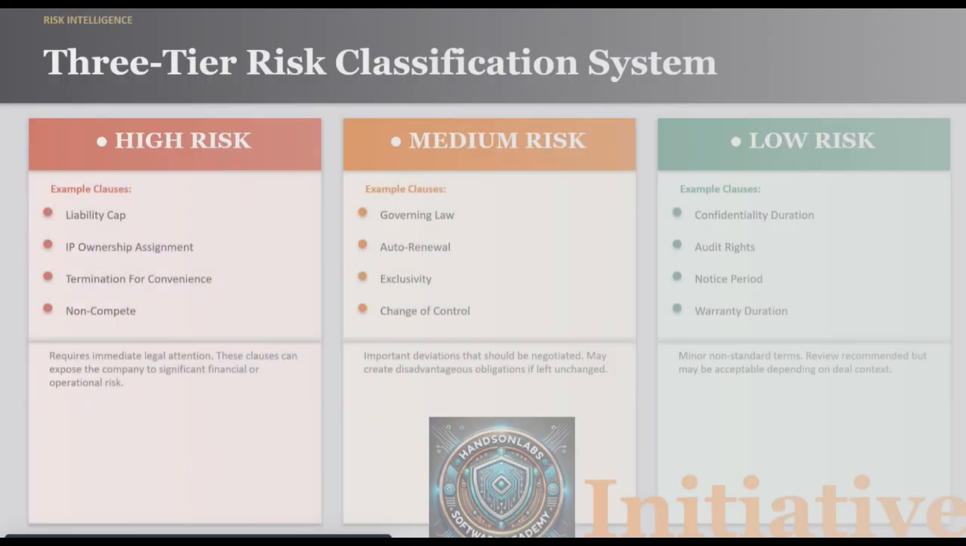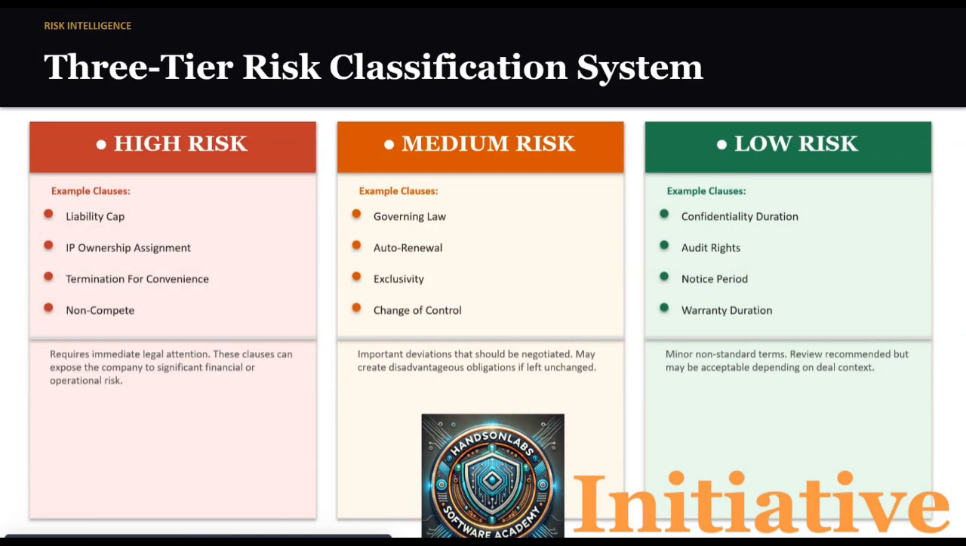Then you have the three-tier risk classification system, which is under the risk intelligence. You have the high risk categorization or indication, whose examples are the liability cap, the IP ownership, termination for convenience, non-compete. These require immediate legal action. These clauses can expose the company to significant financial or operational risks.